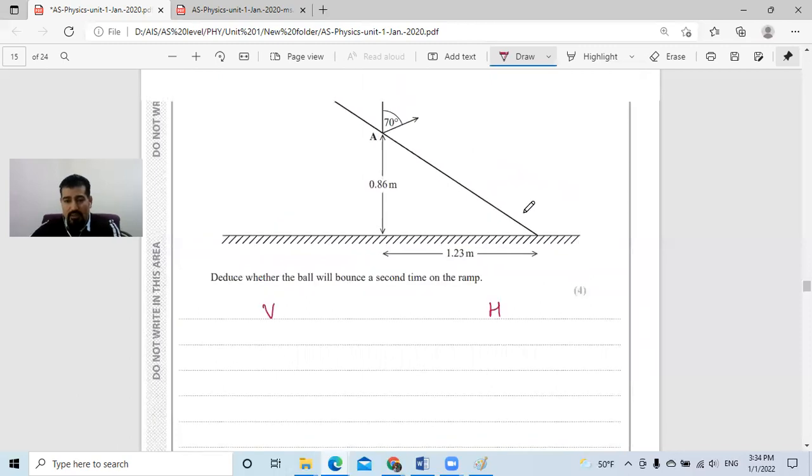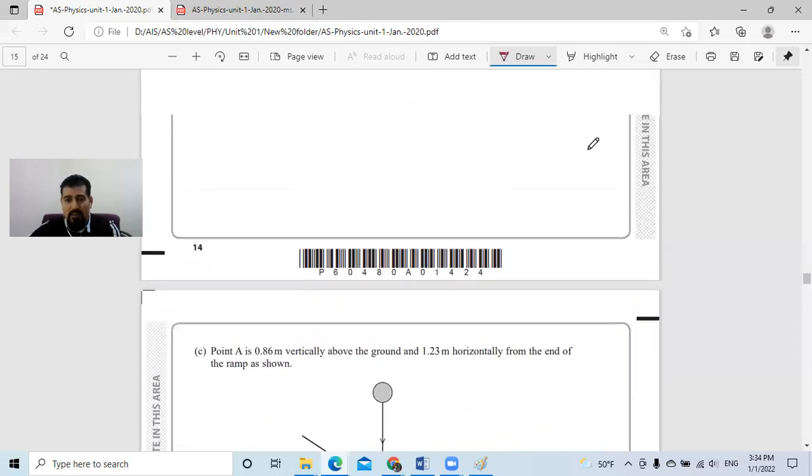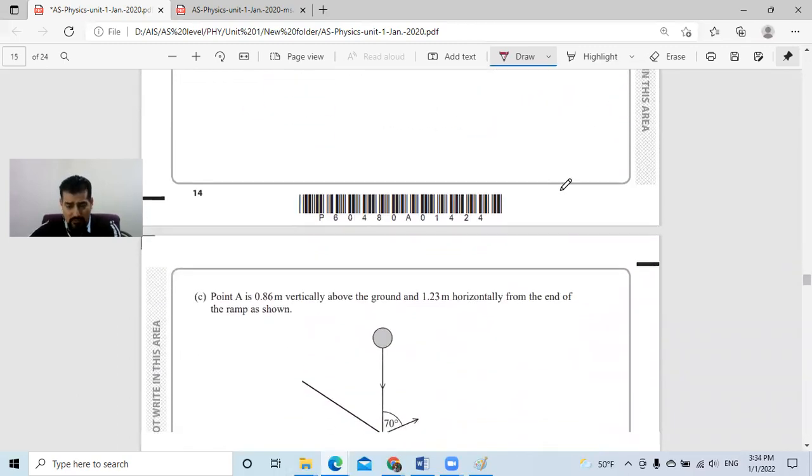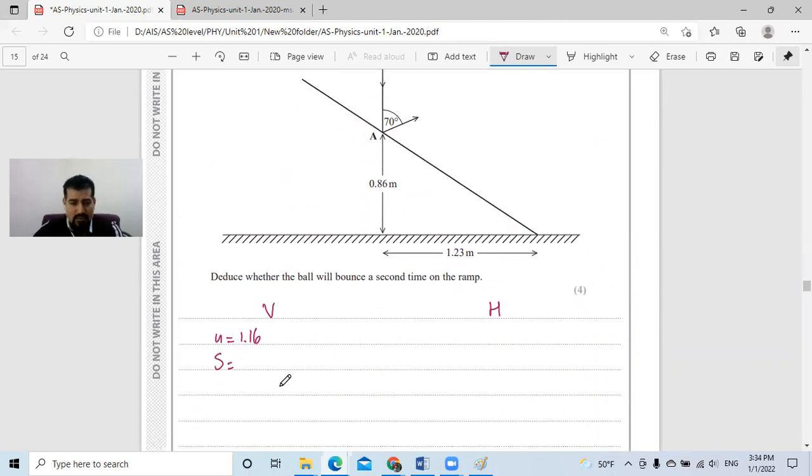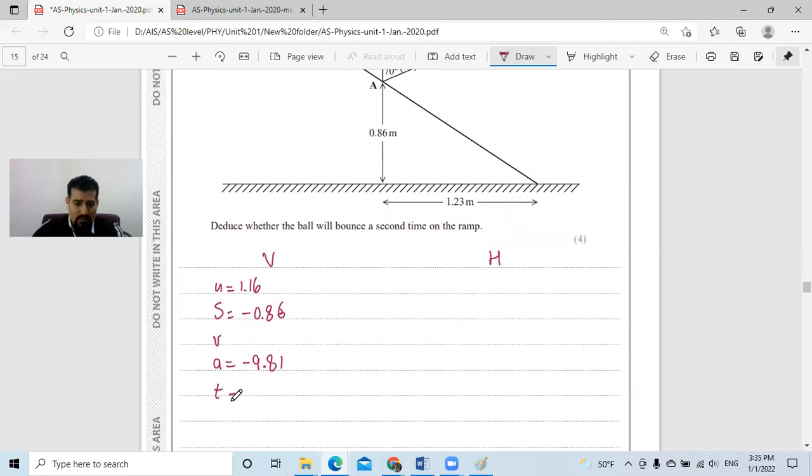Now, vertically, the initial speed in the vertical axis is how much? We said 1.16. That's u, 1.16. And the distance here is negative. Why negative? Because falling down and bouncing is going up. Negative 0.86. And v, I don't know. The acceleration is negative because falling down, 9.81, and the time I don't have.